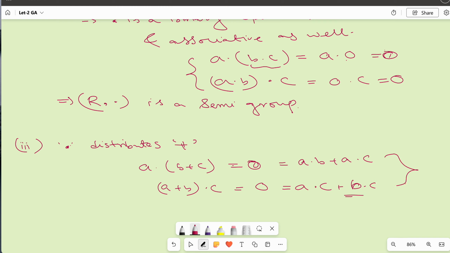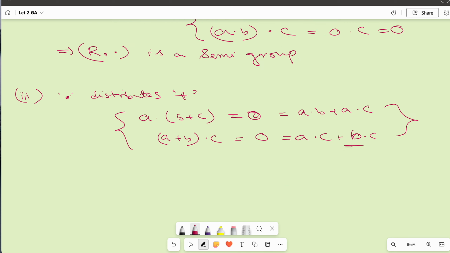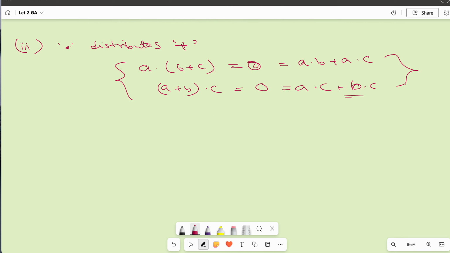So dot distributes over plus. So this is also happening. So all three properties, T1 through T3, are satisfied. This implies R, plus, dot is a ring. So this is a ring. So my conclusion is every abelian group can be made as a ring.